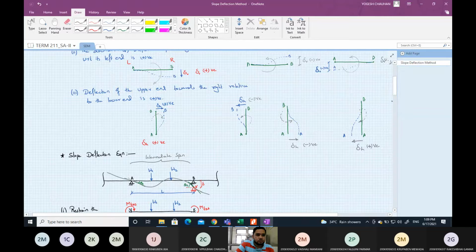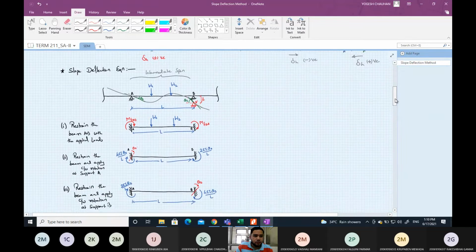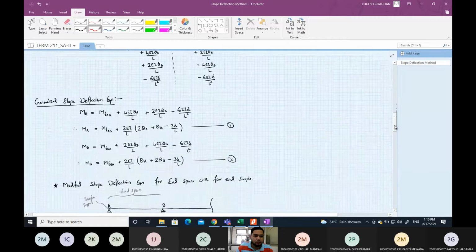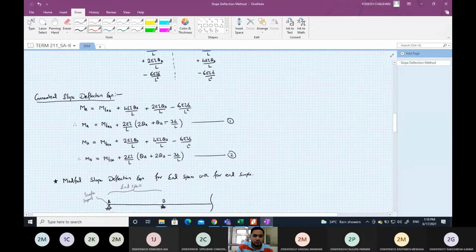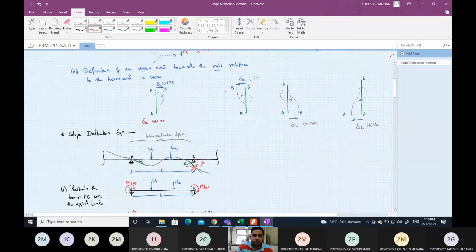Now we have derived the slope deflection equation, and the standard slope deflection equation is MFAB, which is the fixed end moment at A, plus 2EI by L, where EI is the flexural rigidity of the member and L is the span of the member, times 2 theta A plus theta B minus 3 delta by L, where theta A is the slope at A, theta B is the slope at B, and delta is the deflection. And the sign of this deflection should be taken in accordance with the sign convention we have discussed. Okay.